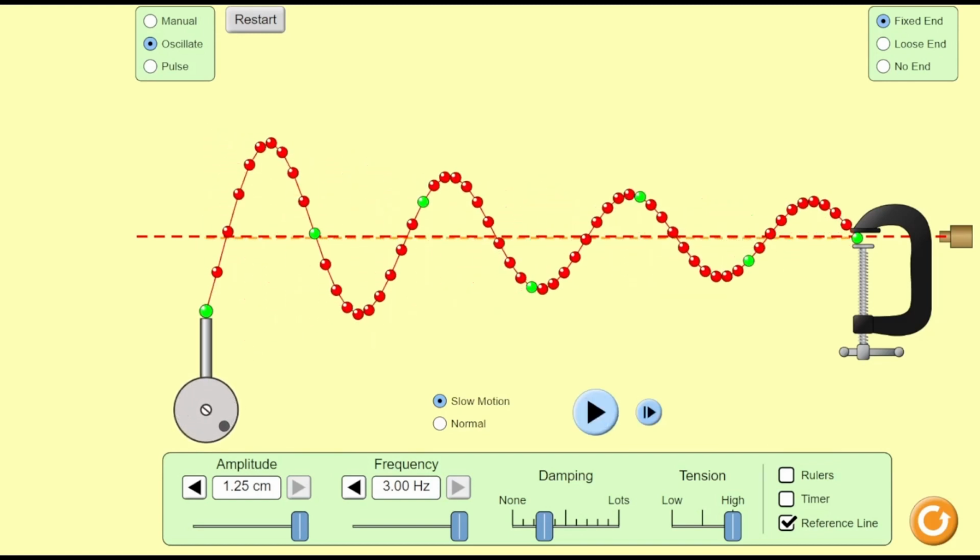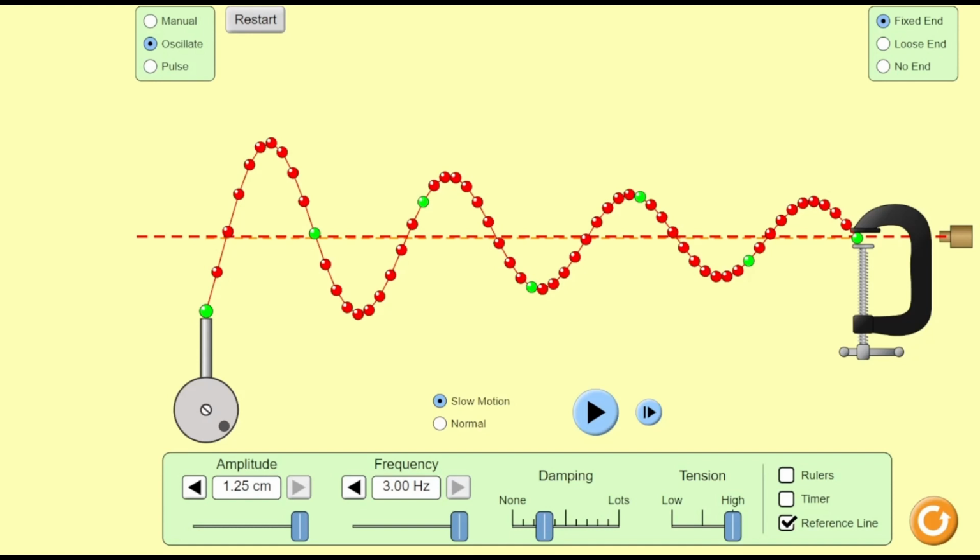For example, if I pause it over here, sometimes the students perceive that maybe this part of the, let's say if this was a water wave, it looks like as if the water itself is moving towards the right side. But that's not the case.